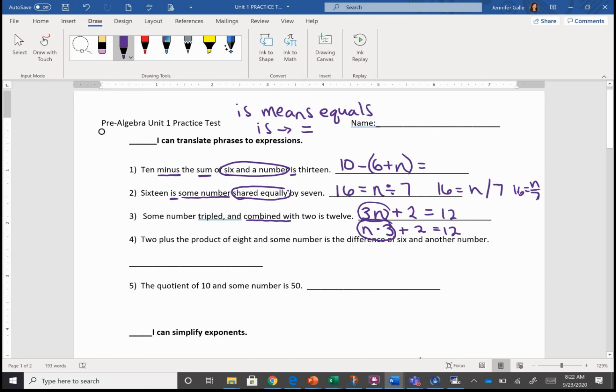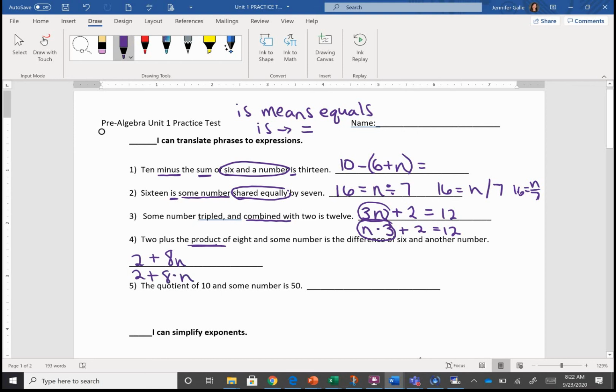Number 4, 2 plus the product means we're going to multiply 8 and some number. So you could do 8 and put the n right next to it. Or you could do 8 and then a multiplication symbol. It doesn't matter. You can put the X for multiplying too. I just don't have room to write it 3 ways.